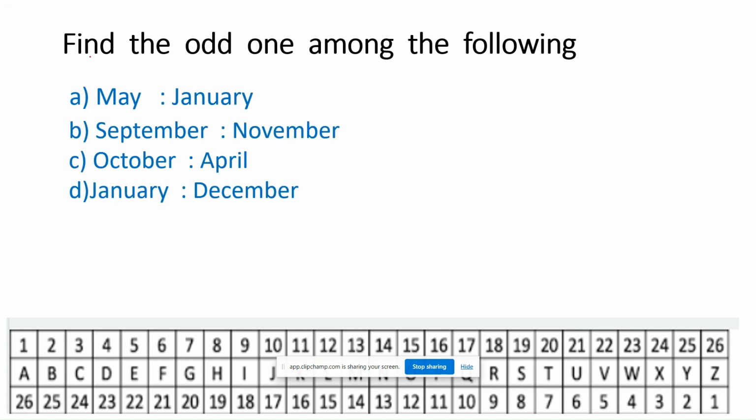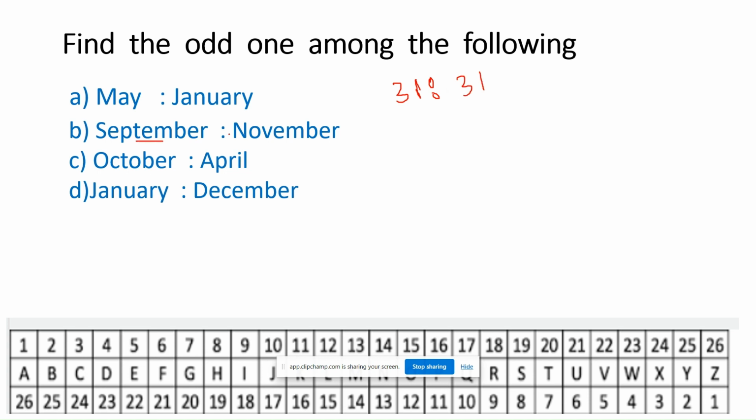See, find the odd one among the following. So they have given May and January. Okay, two months. So the first thing that comes to our mind is the days in that month. So let us write the months. How many days are there in May? That is 31. I will write. Okay, this is 2 as it is. And in January, how many days are there? 31 days. I will write the same.